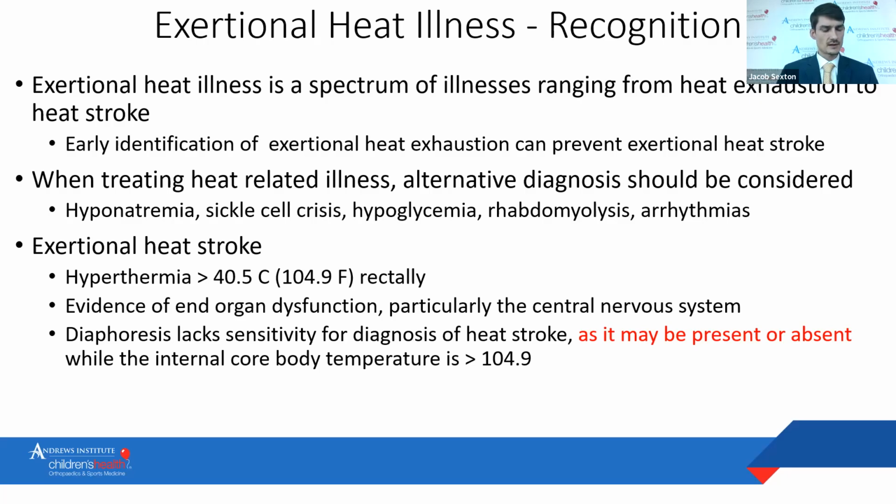So one of the ones I consider is during long marathon events. If I have a patient who has altered mental status, has an internal core temperature that's not elevated, I need to consider hyponatremia. Same thing if I have a young individual who has cramping type events, who's got soft, easily compressible calves, but still has evidence of cramping, then I need to think of sickle cell crisis. Same thing with hypoglycemia, rhabdomyolysis, as well as underlying cardiac arrhythmias.